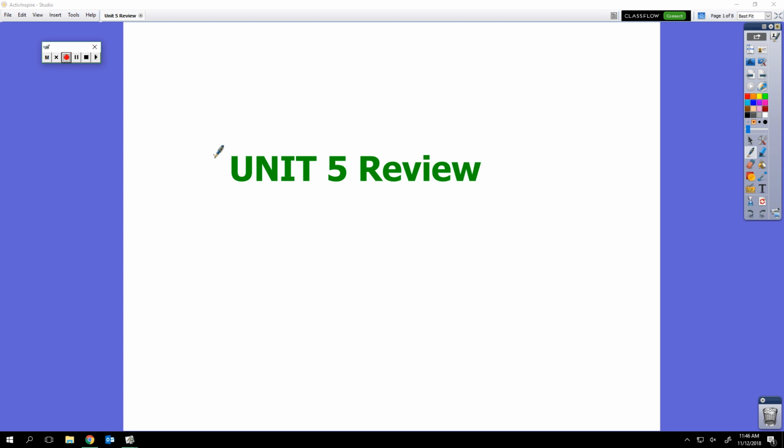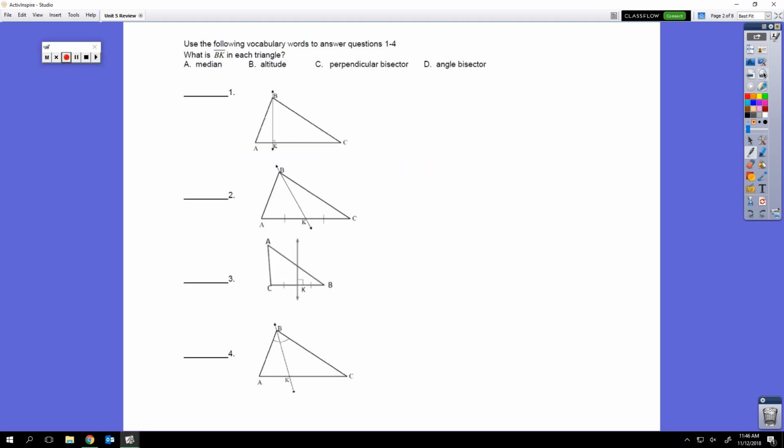Okay, this is the Unit 5 test review. And the first part says, use the following vocab words to answer questions 1 through 4. What is BK in each triangle? So let me just review each of these 4 things real quick.